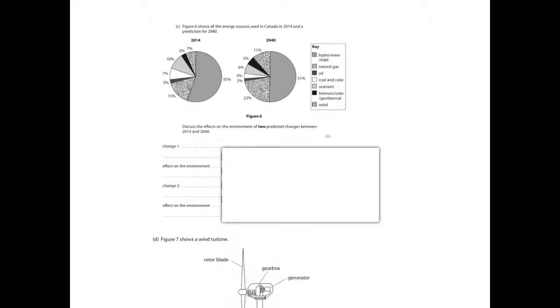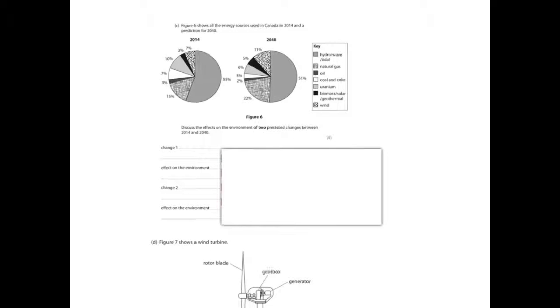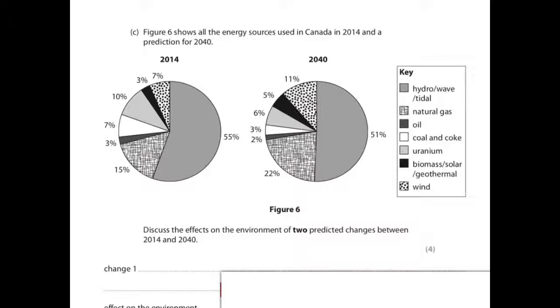Figure 6 shows all the energy sources in Canada in 2014 and a prediction for 2040. So you can see there's been a shift in some of these, a slight shift. For example, a reduction in hydro, wave and tidal by 2040. Discuss the effects on the environment of 2 predicted changes between 2014 and 2040.